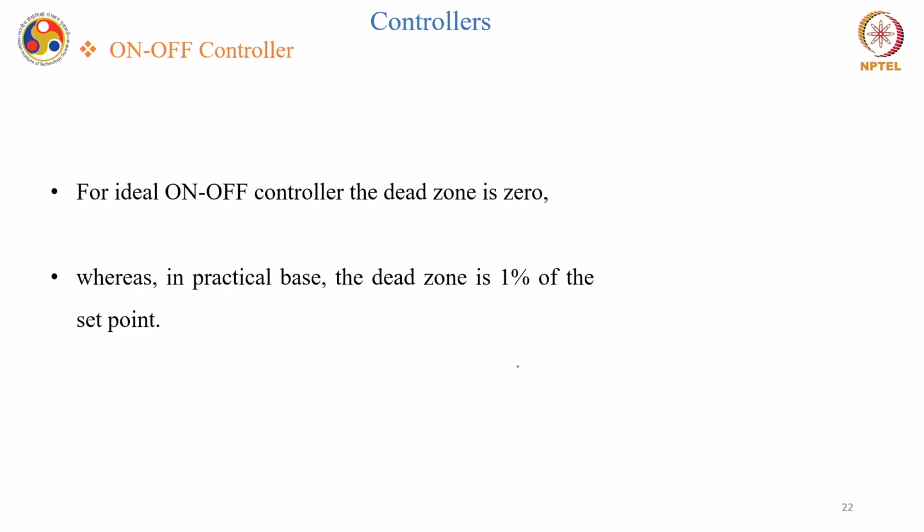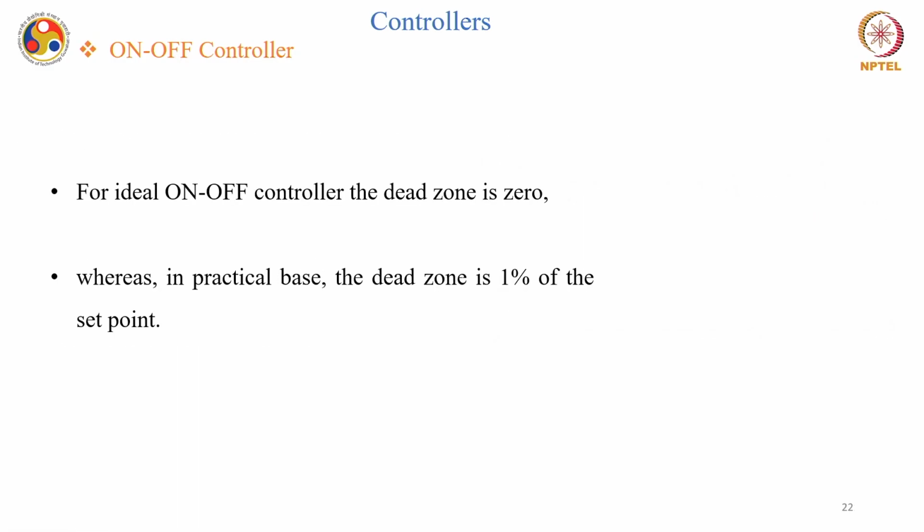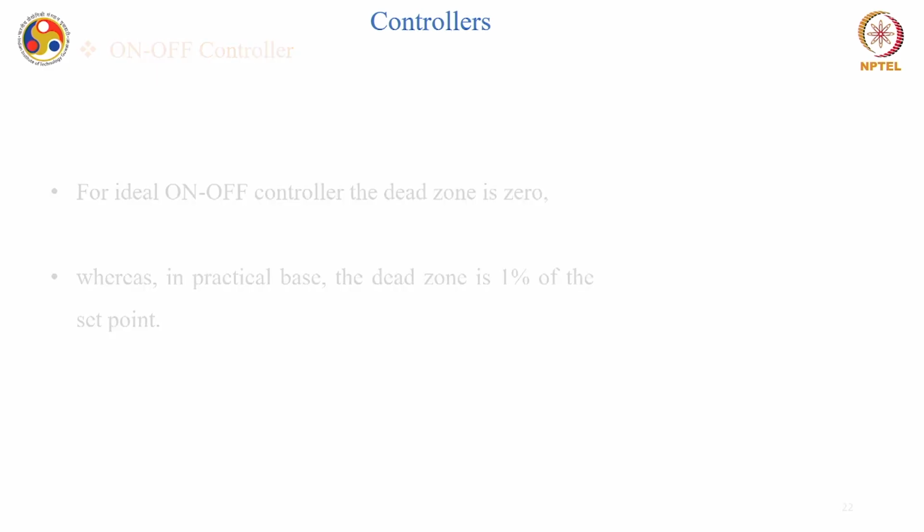Okay. Now if you see, I have a dead zone integrated in this process control curve. For an ideal on-off controller, the dead zone will be 0, while in the practical case the dead zone is about 1% of the set point.